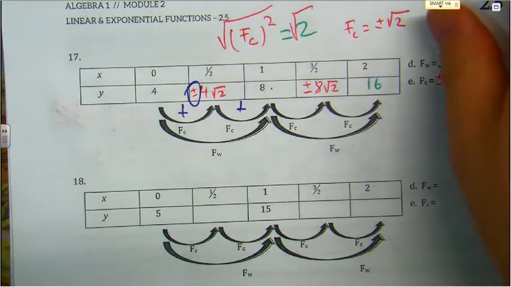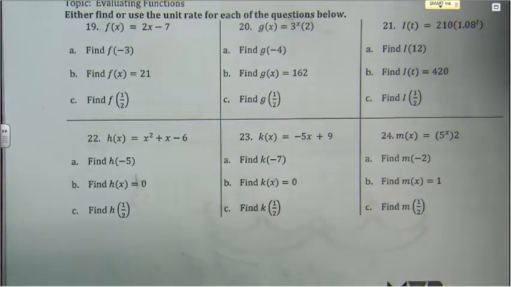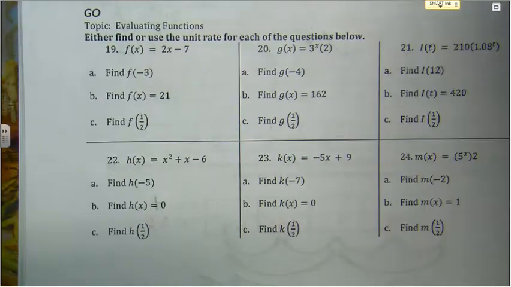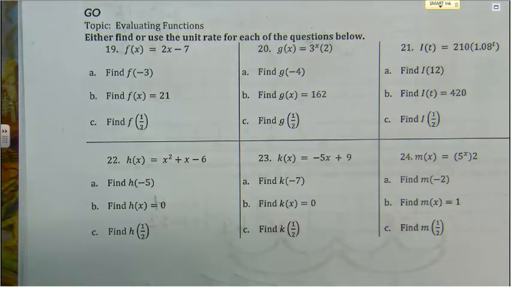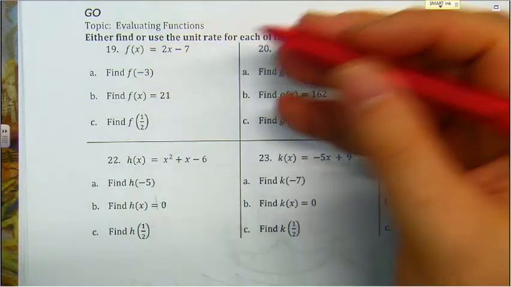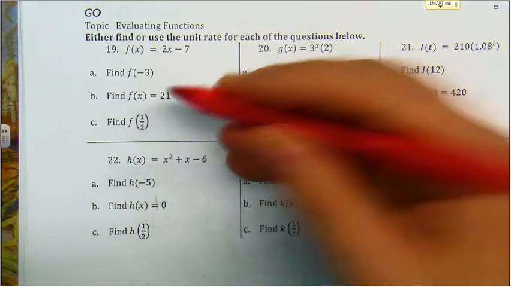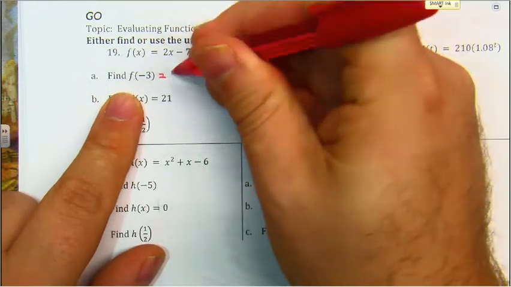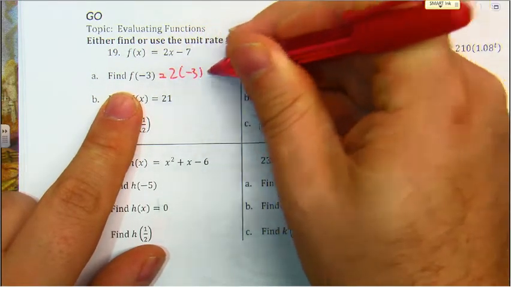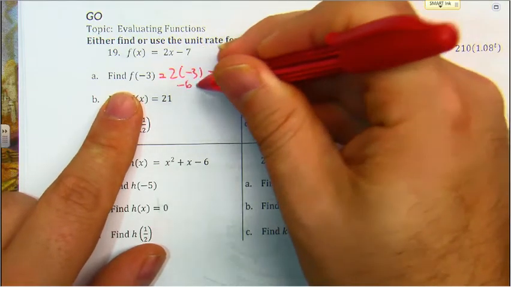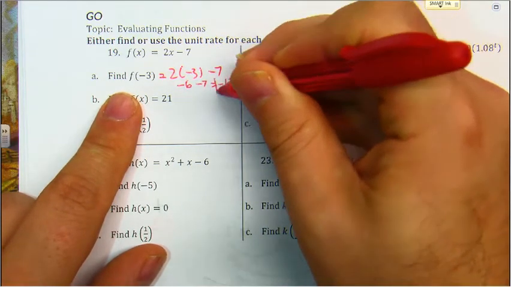All right, finally, evaluating functions. It says either find or use the unit rate for each of the questions below. So if it gives us the x, we solve for our f of x. If it gives us the f of x, we solve for our x. So f of negative 3 means let's plug in negative 3 into our equation. 2 times negative 3 is negative 6. Negative 6 minus 7 is negative 13.